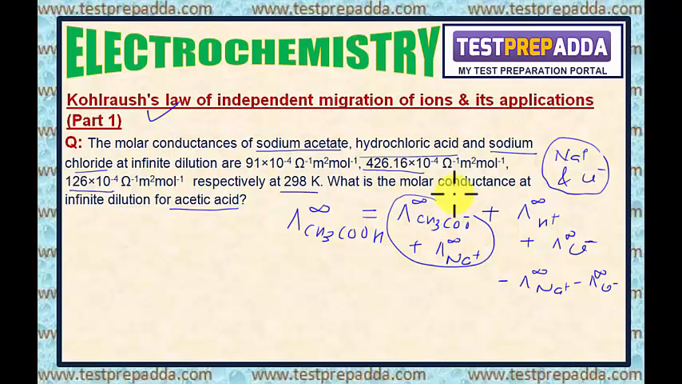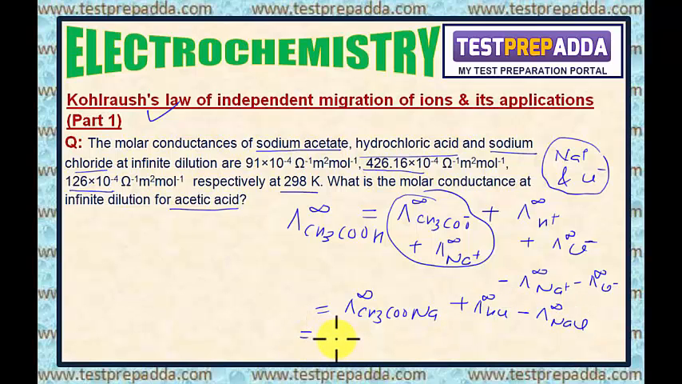This combination will become CH3COONa, sodium acetate, whose molar conductance at infinite dilution is given. Then another combination is HCl, which is also given, minus another combination is NaCl. Now substitute the values here. For CH3COONa it is given as 91 into 10 raised to minus 4.